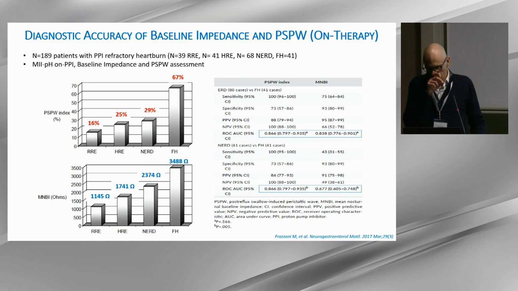In this study, we compared and analyzed the MNBI and PSPW index in patients with refractory disease. The study was performed in patients on PPI treatment, and enrolled patients with refractory erosive esophagitis and NERD, and those were separated from functional heartburn, both with the PSPW index and MNBI.